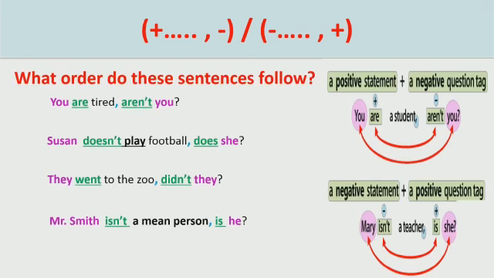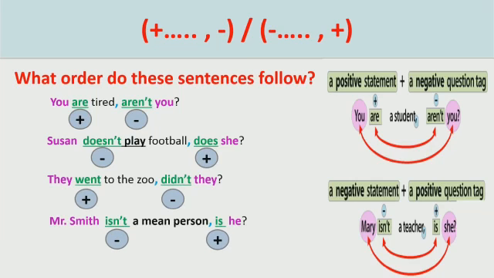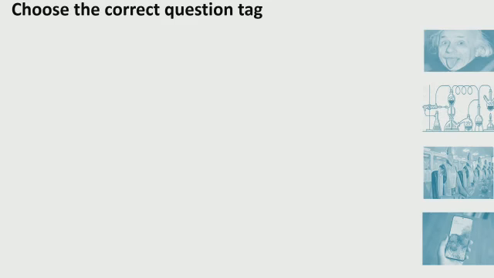Let's take the first sentence. You are tired, aren't you? What order does this sentence follow? Good. Positive statement. Negative question tag. How about the other three sentences? Let me help you. Susan doesn't play football, does she? So we have good, negative, positive. And the third, they went to the zoo, didn't they? We have positive, negative. Nice. And the last one, Mr. Smith isn't a mean person, is he? So we have negative, positive. I think it's clear, this one. Okay? And this is something you must keep in mind. Next. So, let's see these sentences.